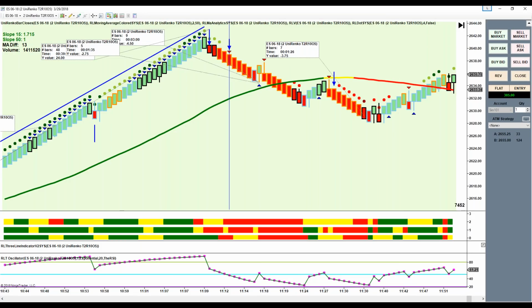Now the E-mini is pushing up, with the NASDAQ going hard to the upside. I'm recording this.